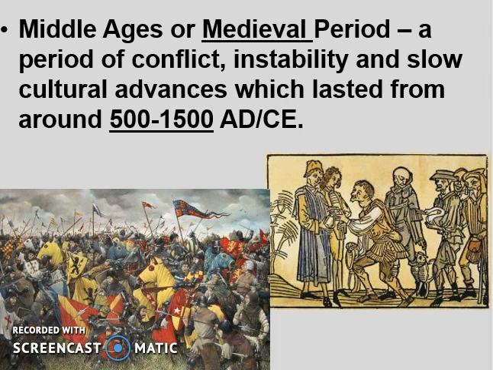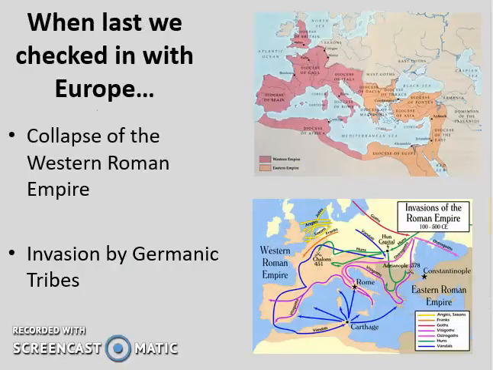So just to get a quick reference of terminology, the Middle Ages or medieval period was a period of conflict, instability, and slow cultural advances, which lasts from around 500 to 1500 AD or CE. So we're going to cover what happened in Europe during that period.